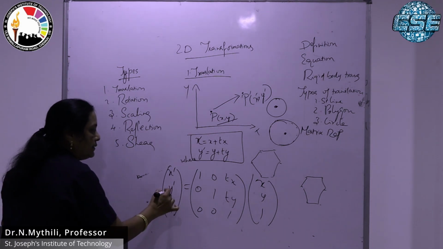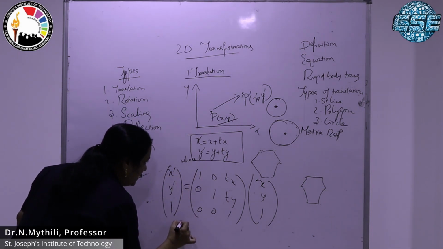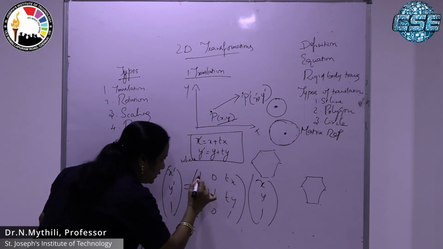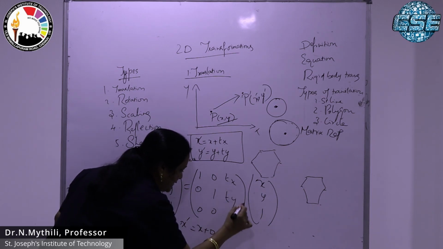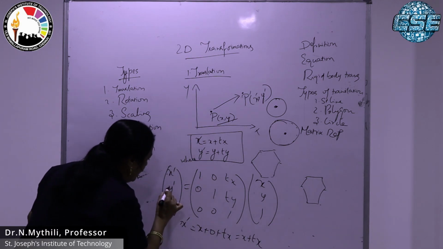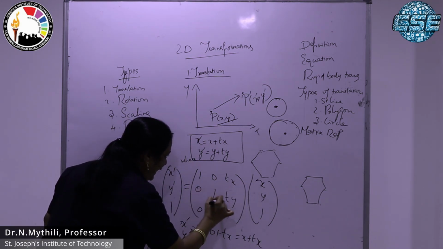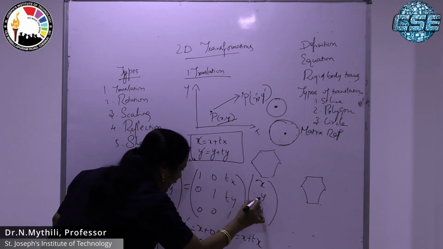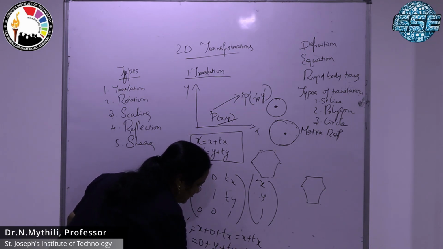When you multiply, first row first column, x dash is equal to 1 into x plus 0 into y plus tx into 1, so x plus tx. Next, y dash is equal to 0 into x, second row first column, plus 1 into y plus ty into 1, so y plus ty.